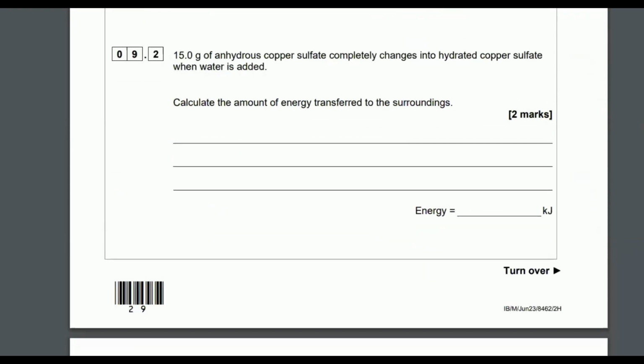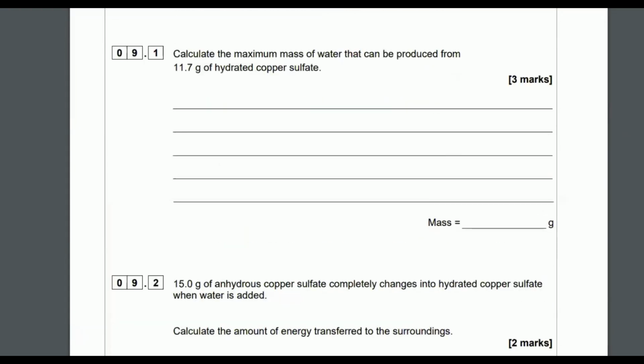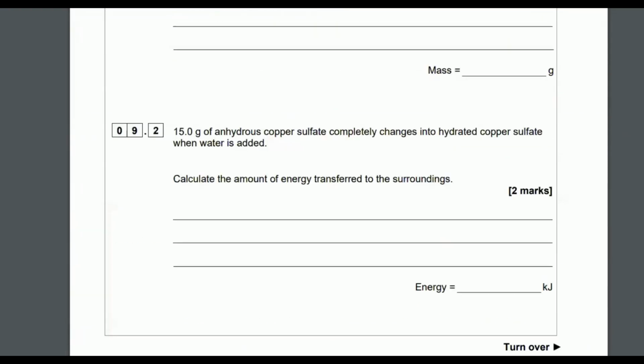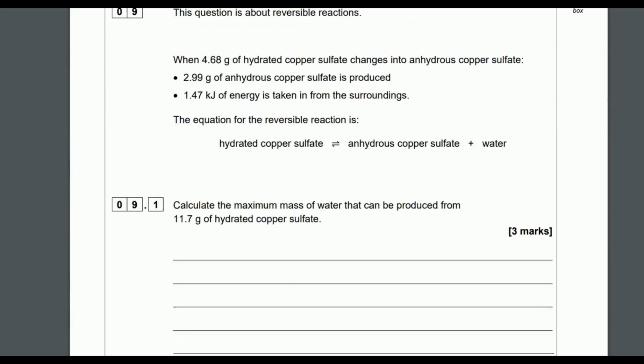Okay, moving on to 9.2. 15 grams of anhydrous copper sulfate completely changes into hydrated copper sulfate when water is added. Calculate the energy transferred to the surroundings. We know the energy taken in when 2.99 grams is produced is 1.47. Whether it's produced or released is going to be the same amount, but we know 2.99 grams produces 1.47. So how much does 15 grams produce? It's going to be a lot more, isn't it? It's going to be like 5 times more.